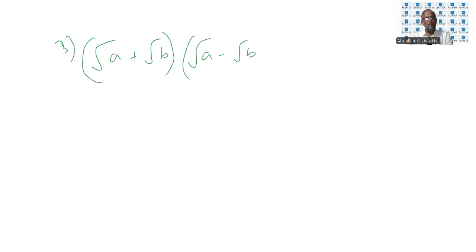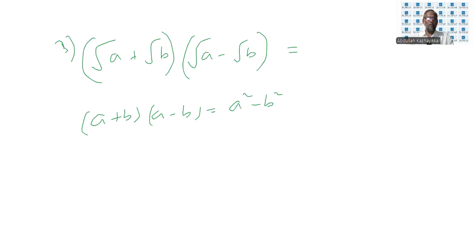I remember in this identity, before we study this one, what is A plus B into A minus B? Tell me what is that? A plus B into A minus B is A square minus B square. So here also we can see how the identity works: root A plus root B into root A minus root B.